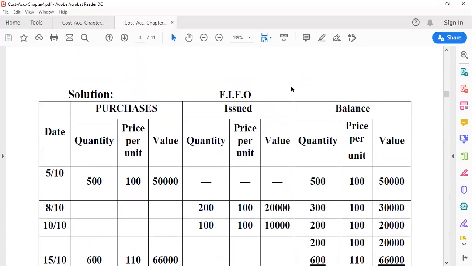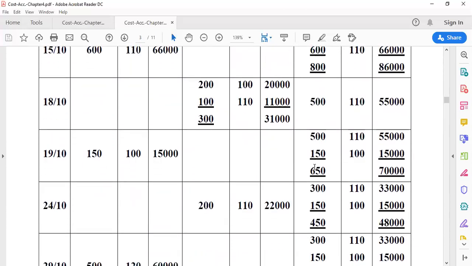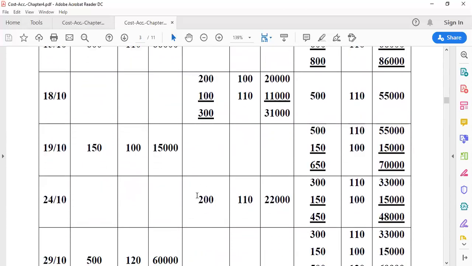Under issuance. Okay? On 24 October, I will issue 200 units. Can I take all of them from the 500? Yes, I can. Am I right? So I will take the whole 200 with price 110 to get 22,000.